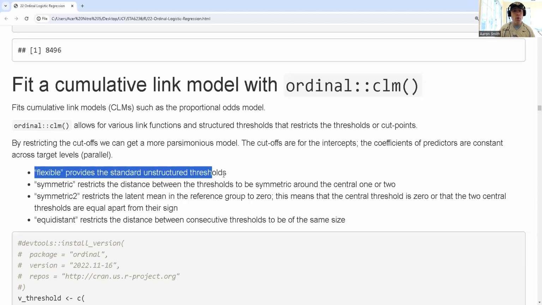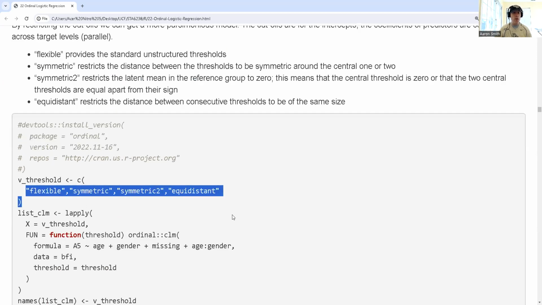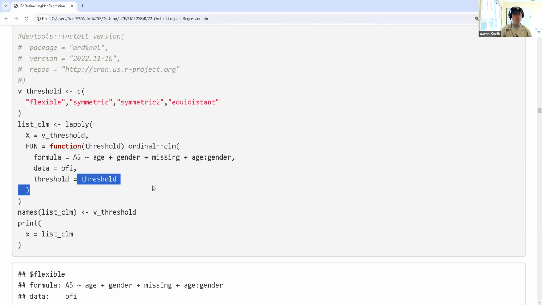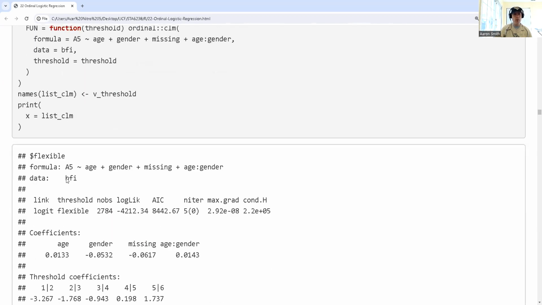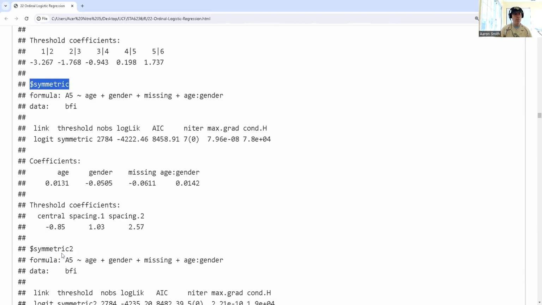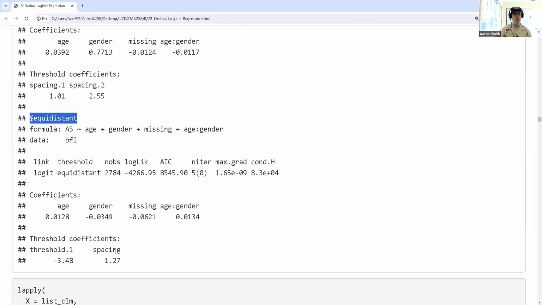And then flexible is what we saw before, where we allow it to just, anything is allowed, but we still have parallel slopes. All right, so I'm just going to go through and just run, just so you can see in the code how to do it. And you'll notice that I've got a different threshold every single time for this. And so we have our flexible model, we have our symmetric 2, our equal distance. And you can go through and just pick through all the things.